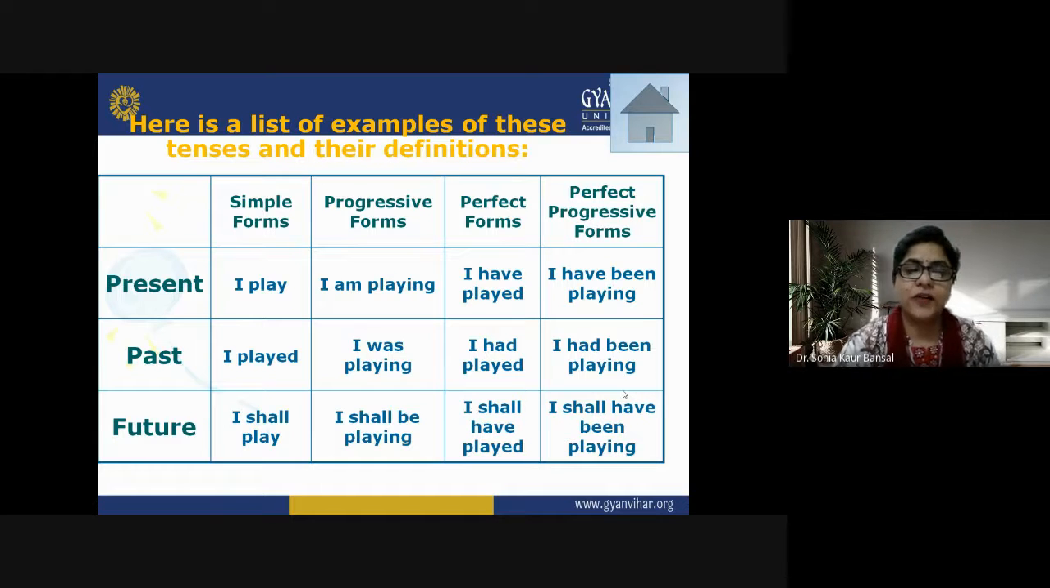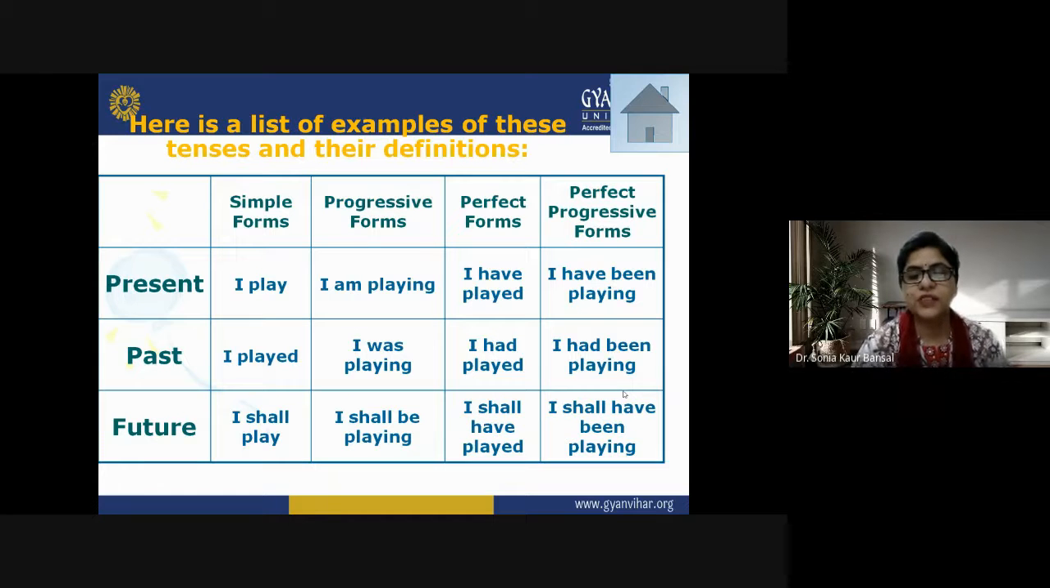All right. Now if we look at the past time frame, the simple form would be I played. The continuous form would be I was playing, verb plus ing, as I have already explained about the structures. Then perfect forms would be I had played. Then perfect progressive forms, I had been playing. Then the future time frame will lead to all four aspects in this manner. The simple form will lead to I shall play. Continuous form, I shall be playing. Perfect forms, I shall have played. Perfect progressive forms will lead to I shall have been playing.